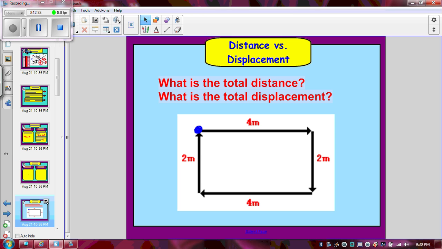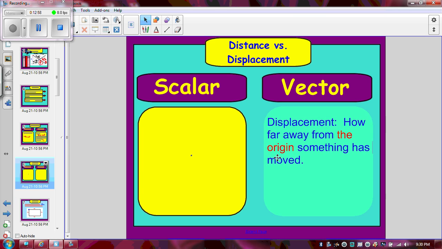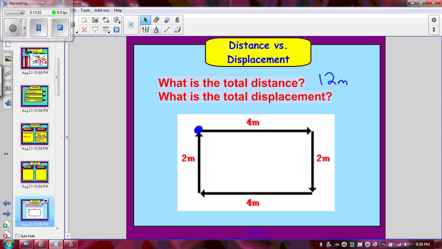So let's look at this example right here. This object, whatever it is, went to the right 4 meters, went down 2 meters, so now we're at 6, went to the left 4 meters, so now we're at 10, and went up 2 meters, which is now 12 meters. The amount of ground that was covered was 12 meters. However, displacement, remember, was defined as how far away from the origin something has moved. If we're establishing our origin at the top left with the blue dot, notice the object went right, down, left, and up, and ended up at the exact same spot that it started.